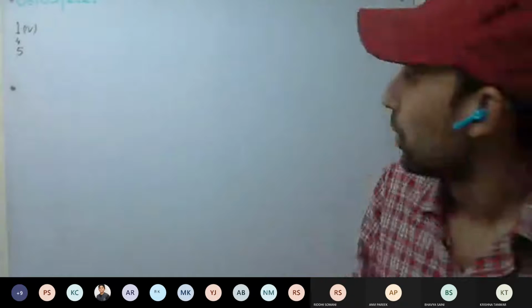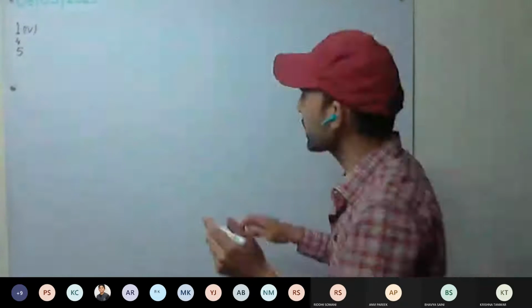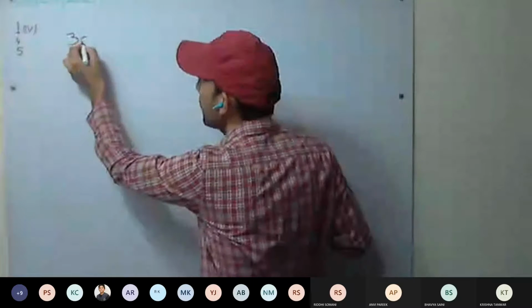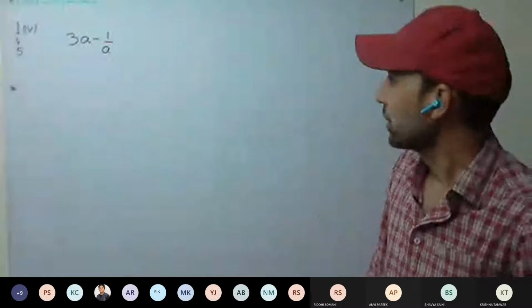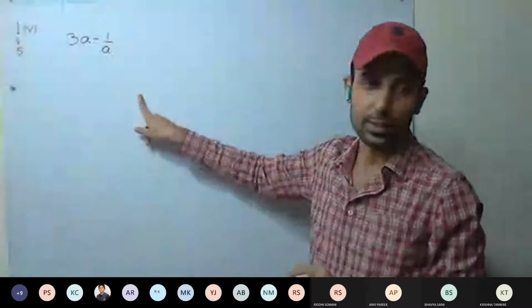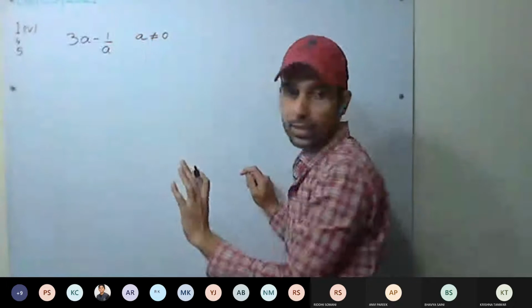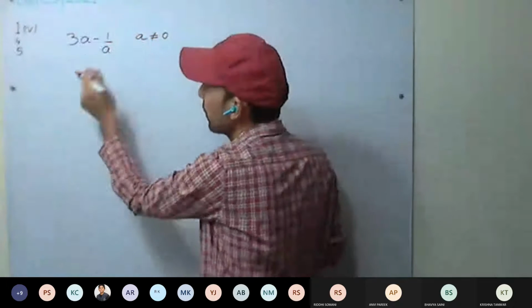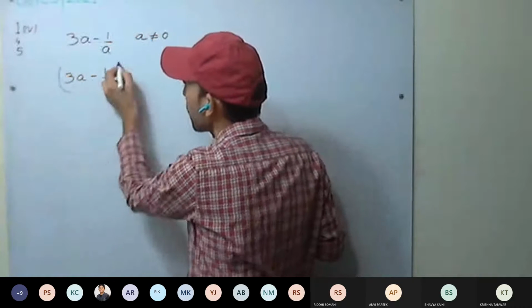Okay, so first one, first question, fourth part. It is given 3a minus 1 upon a. Its cube we have to take. So somewhere in the expansion you made some mistake. A not equal to 0, that is the condition provided. Its cube we have to take. So 3a minus 1 upon a, whole cube.